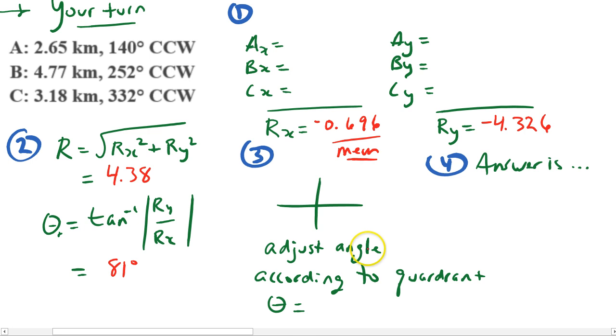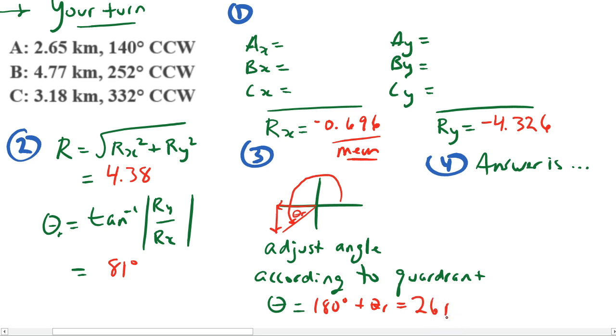And then for the adjust angle part, I said, oh, well, if the x is negative, and so it would go that way, and if the y is negative, then I'm in quadrant number 3. So if this is my 81 degrees, my theta r, then my theta is going to be equal to 180 degrees plus theta r, which is 180 plus 81. So it works out to 261.